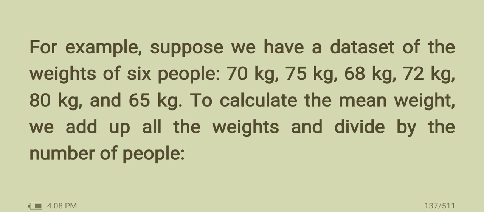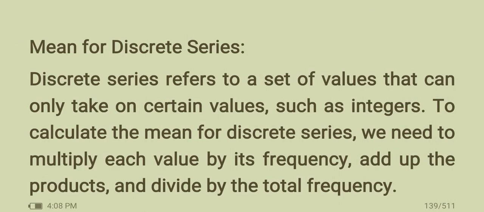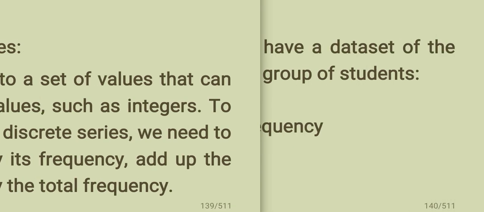For example, suppose we have a dataset of weights of 6 people. To calculate the mean weight, we add up all the weights and divide by the number of people. And we just get the mean value of weight. Mean for discrete series. Discrete series refers to a set of values that can only take on certain values such as integers. To calculate the mean for discrete series, we multiply each value by its frequency, add up the products and divide by the total frequency.